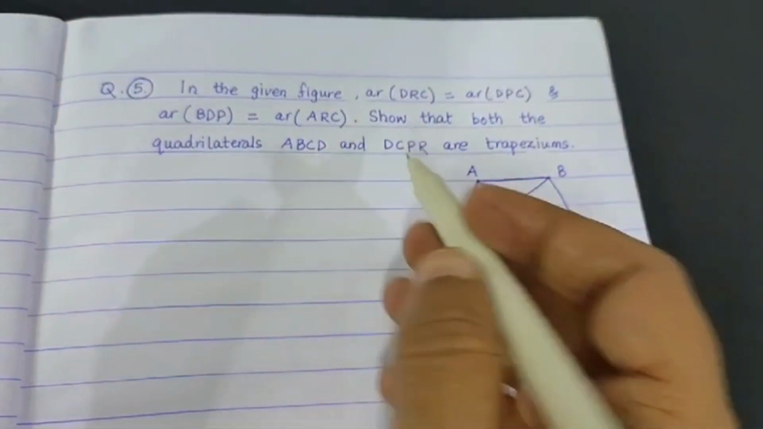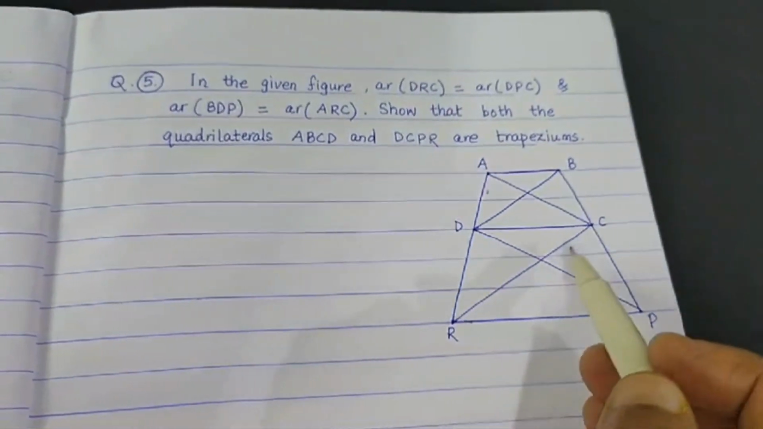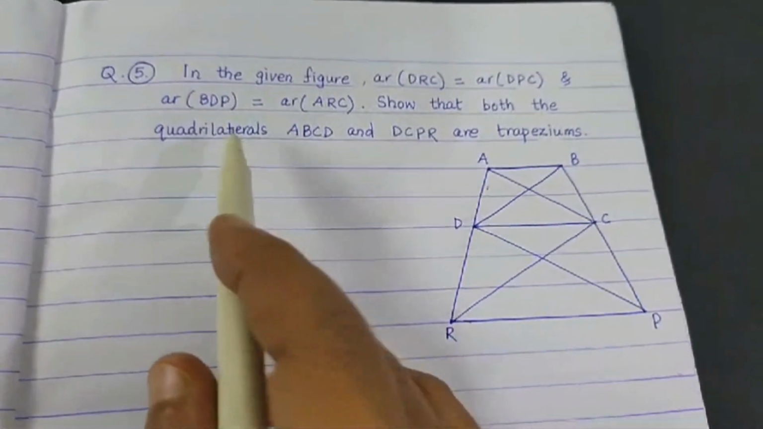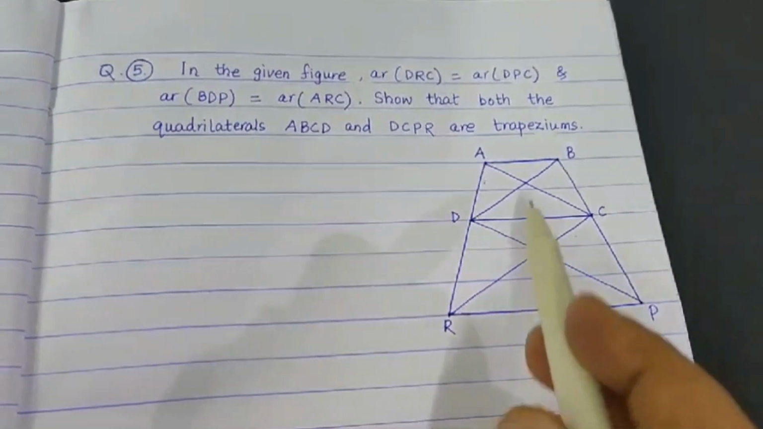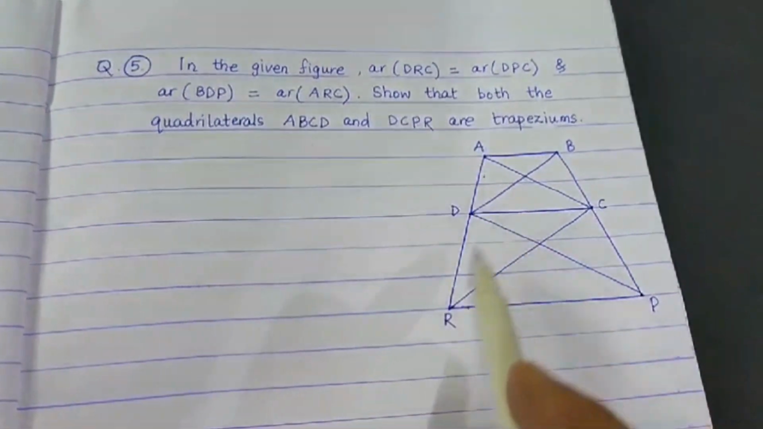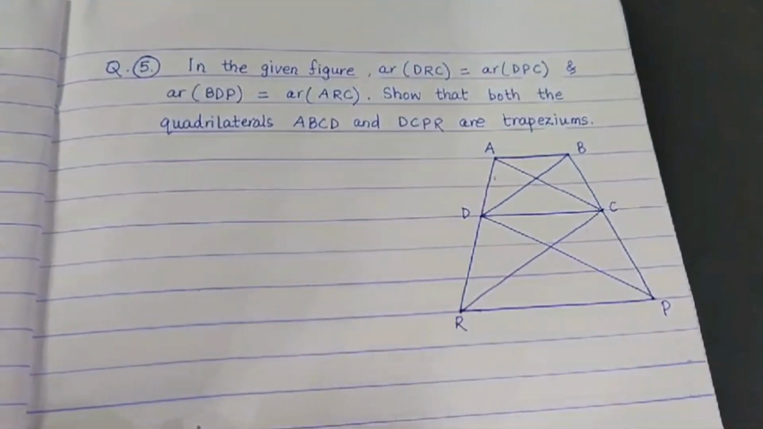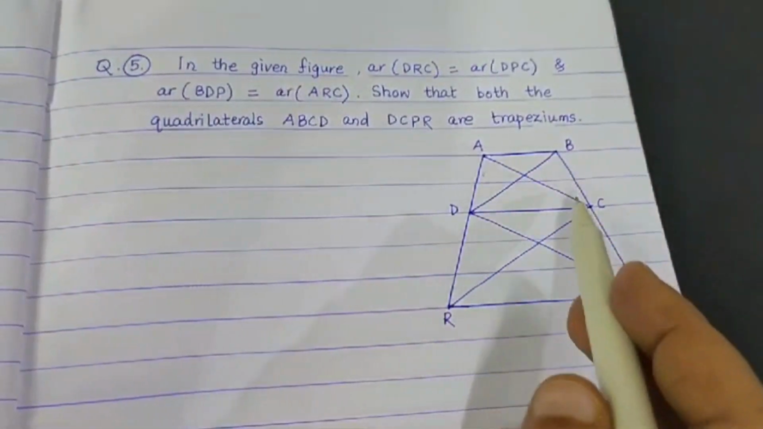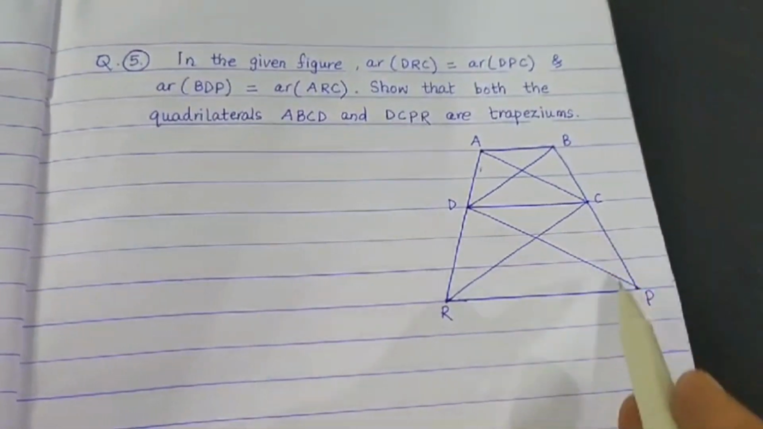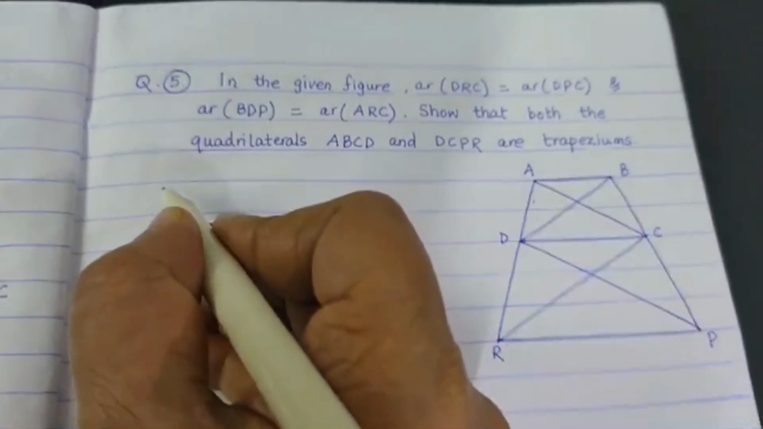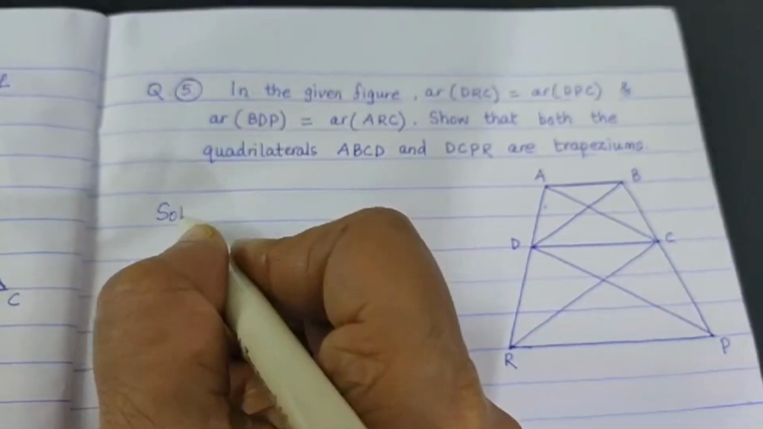In the given figure, area DRC is equal to area DPC, and area BDP is equal to area ARC. We have to show that these two quadrilaterals ABCD and DCPR are trapeziums. So let's solve it. Let's see the solution.